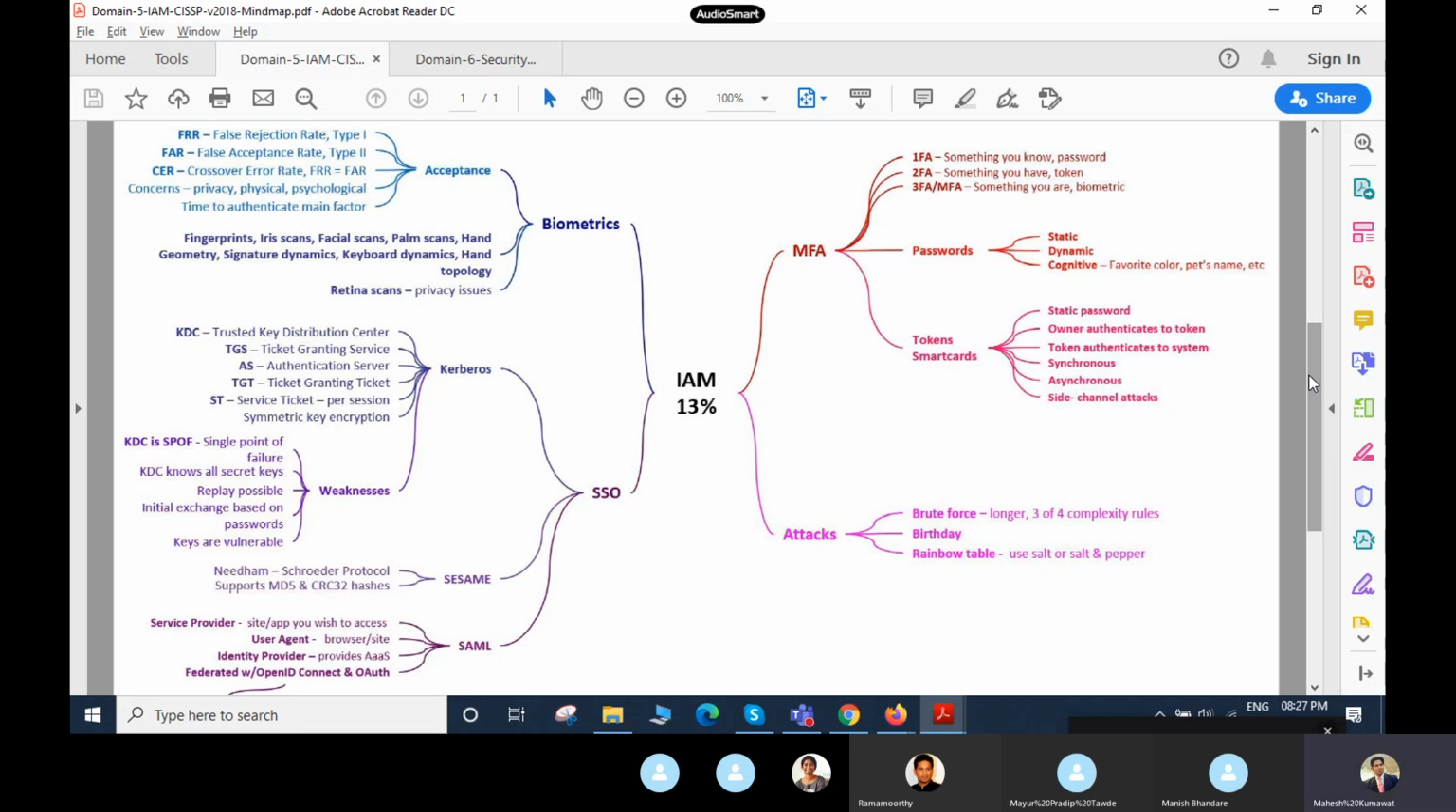Okay. Just try to study Kerberos again, because your point of view is not clear on the same. So the KDC is a single point of failure, KDC knows all secret keys, replay is possible, initial exchange based on passwords, keys are renewable.